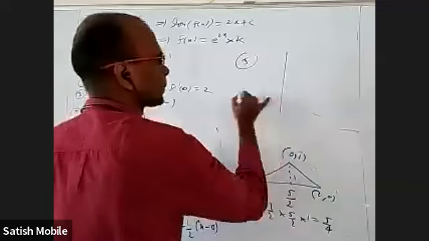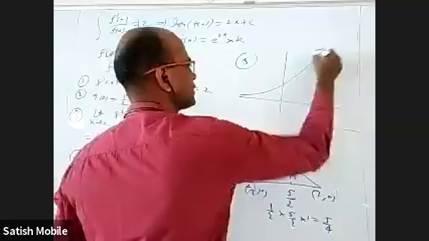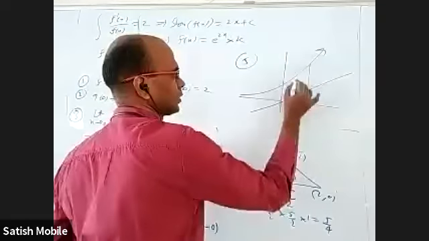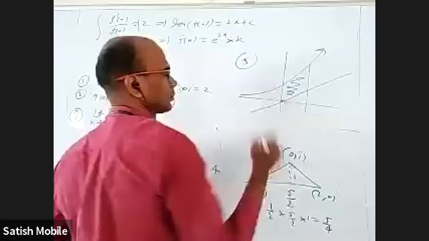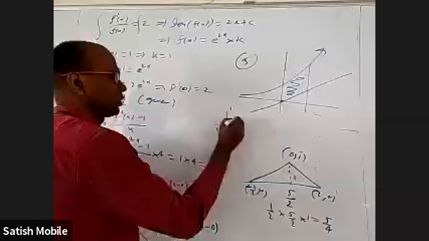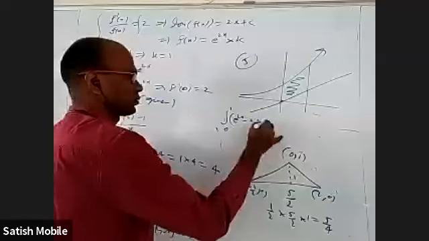So the fifth question, e power 2x is there and y equal to x is there between 0 to 1. They want this area. So that will be simply integral 0 to 1 e power 2x minus x dx.